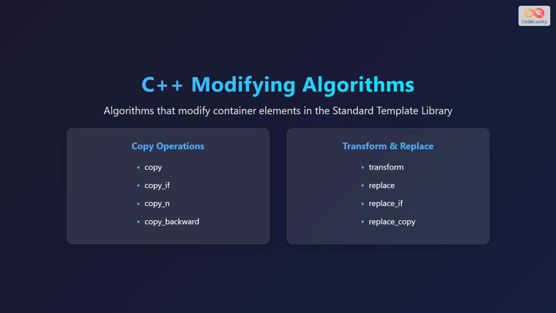Let's get started by looking at the algorithms which do copy operations. They are copy, copy_if, copy_n, and copy_backward. We will also be looking at transform and replace algorithms, which includes transform, replace, replace_if, and replace_copy.